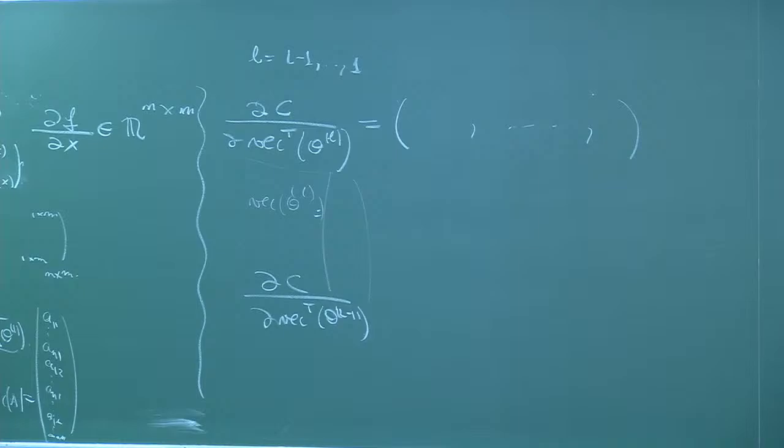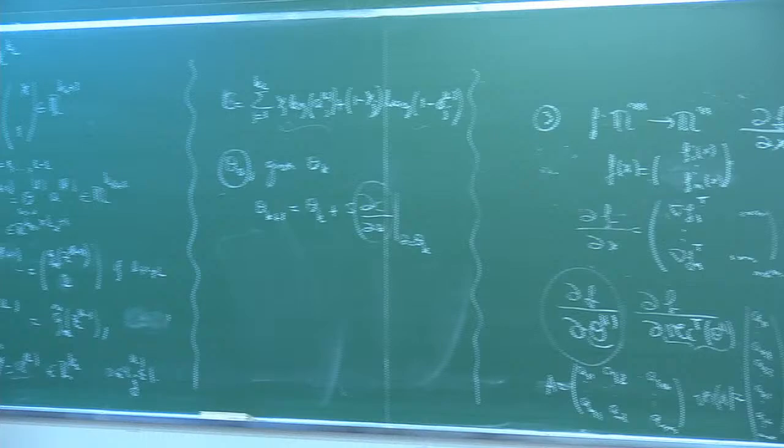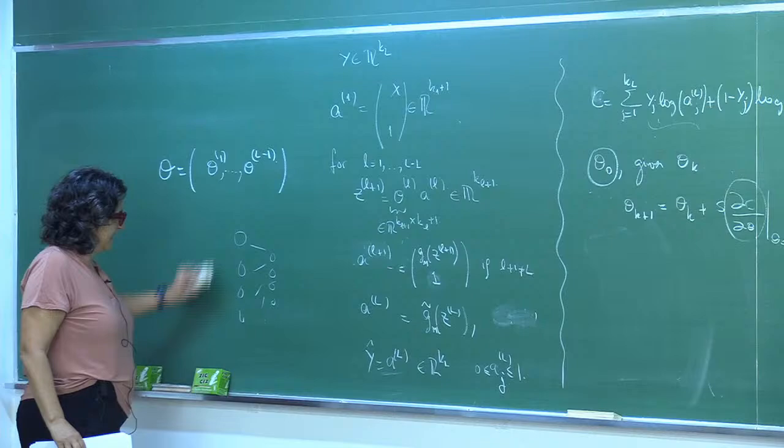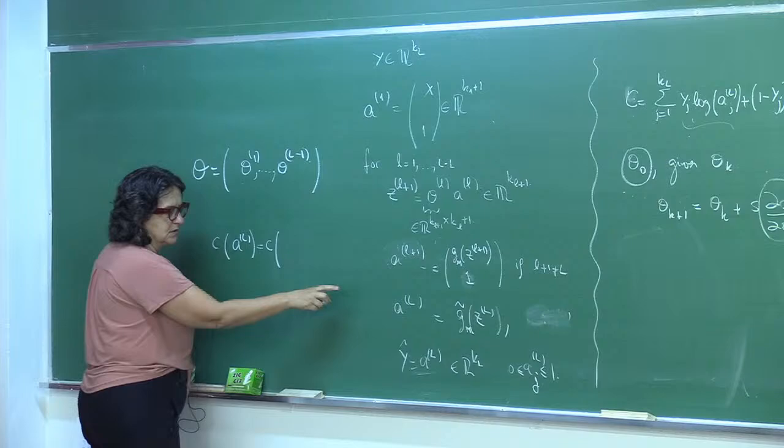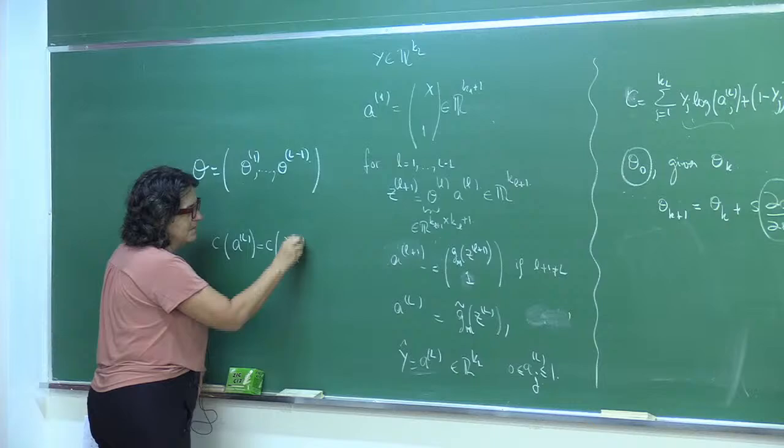You will be convinced immediately, but let's suppose that everything is numbers, because this is the best way to understand this. If we want to compute the derivative of the cost function with respect to theta L minus 1, what do we do? We have the model here. Let's see where theta L minus 1 is. My function depends on AL, okay? And AL is g tilde of ZL.